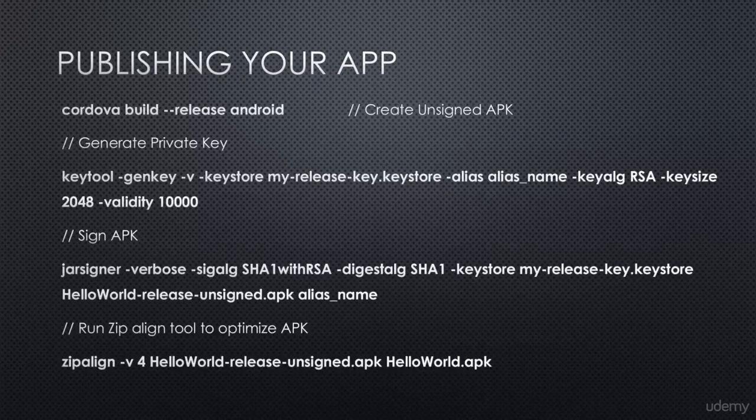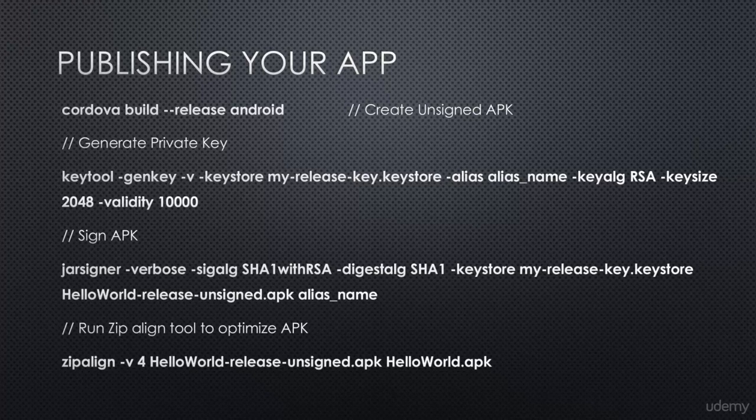Now, when we're ready to publish our application, we can run the command cordova build release and then whatever the system, in this case Android, and this will create an unsigned APK. Now we need to sign the APK just to let the user know that the code hasn't been tampered with and the code is genuine and so on.